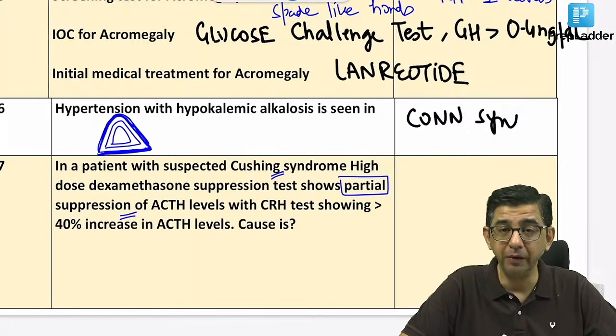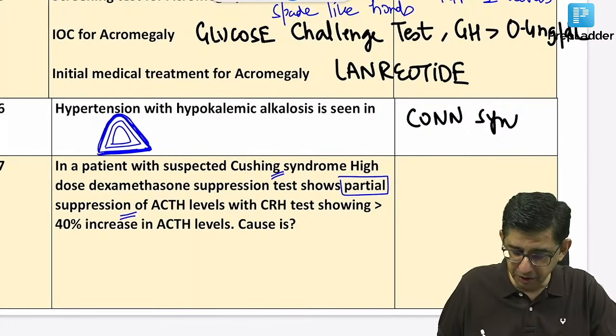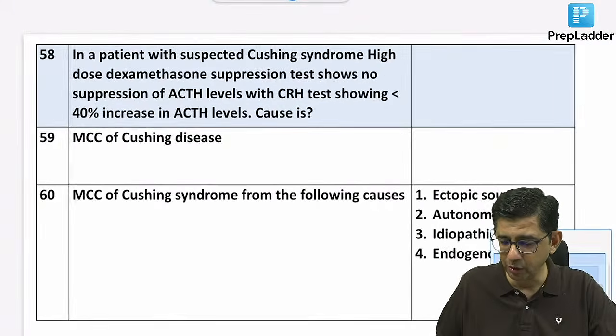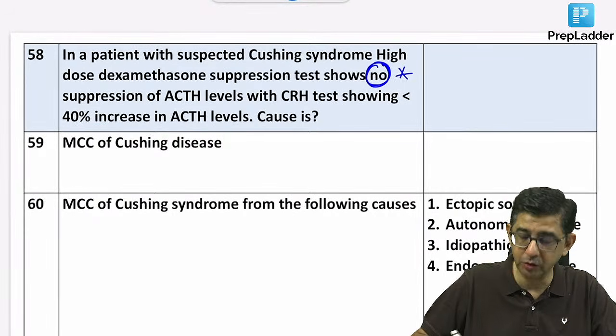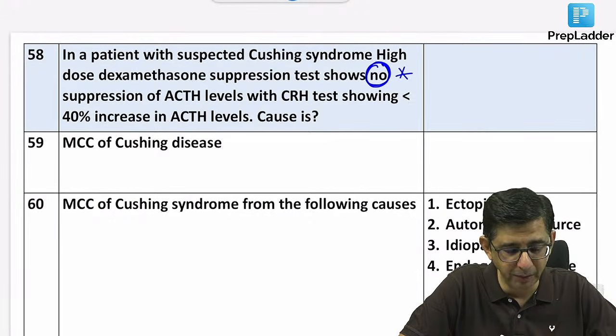Partial suppression. Read it carefully, guys. I'm changing the question now. This is what has also been asked: no suppression of ACTH levels. I mean, come on, man. If there is no suppression of ACTH levels, that's going to be lung cancer.